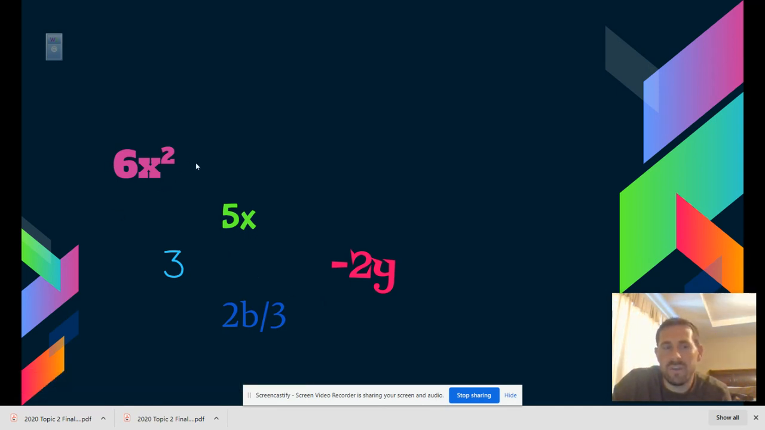So, do you see the variables in these expressions? 6x squared, the variable is x. 5x, 3, is there a variable here? No. 2b divided by 3, and then negative 2y. Which of these have a variable and which one doesn't?